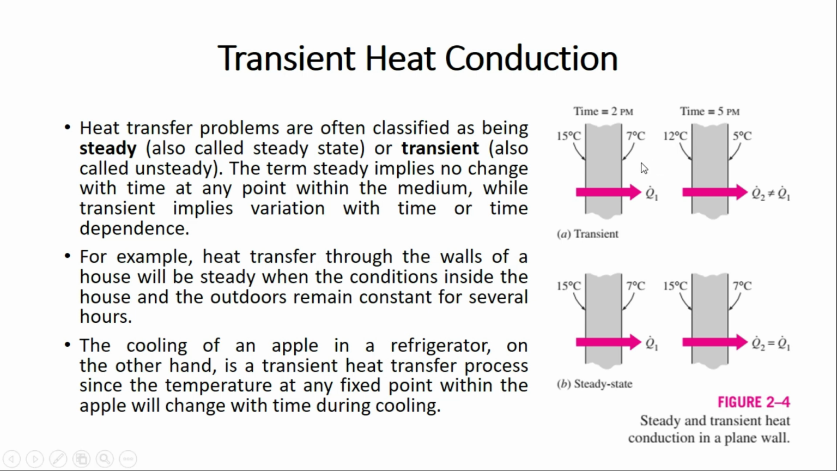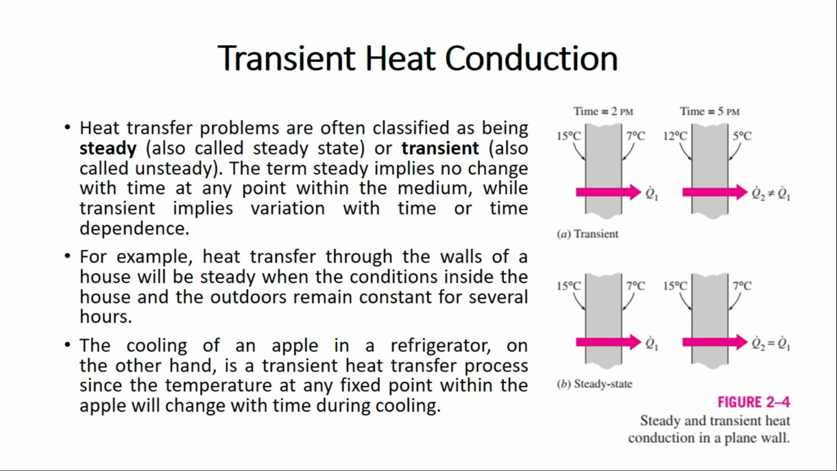In this diagram, as you can see, at the time 2 p.m., one side of the wall has a temperature of 15 degrees centigrade and the other side of the wall has a temperature of 7 degrees centigrade. Now with the passage of time, when the time passes from 2 to 5 p.m., the temperature of one side of the wall is 12 degrees centigrade, which means it is reduced from 15 to 12 degrees centigrade, and the temperature on the right hand side of the wall is also reduced to 5 degrees centigrade.